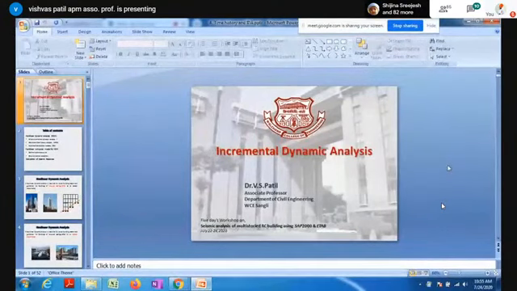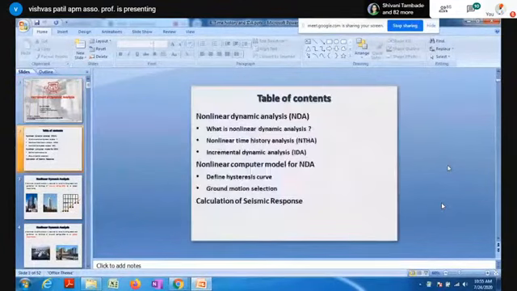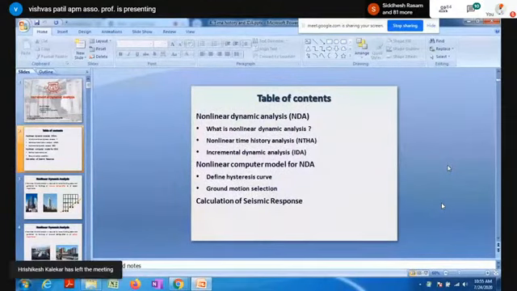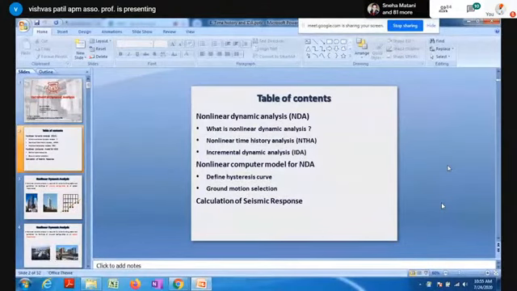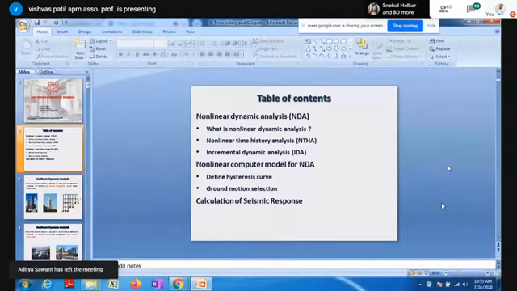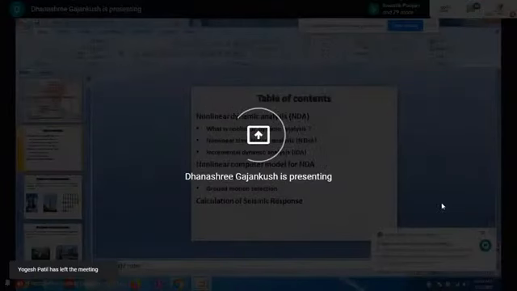Incremental dynamic analysis is a time history analysis. From the seismic analysis point of view, time history analysis is the most rigorous. From which method do we get the correct and most realistic results? The answer is time history analysis. Non-linear time history, because linear time history analysis is also there. Modal time history analysis is also called fast non-linear time history analysis.